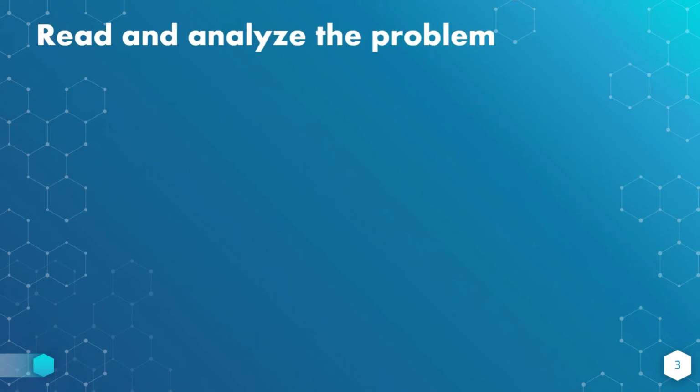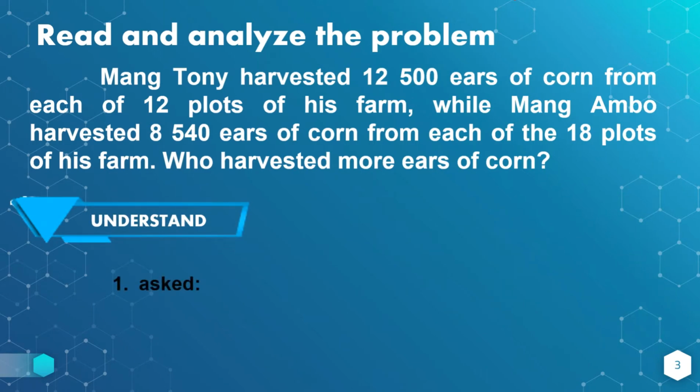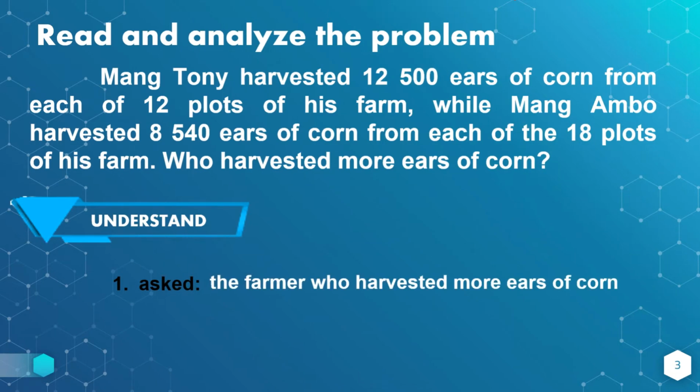Read and analyze the problem. Mang Tony harvested 12,500 ears of corn from each of the 12 plots of his farm, while Mang Ambo harvested 8,540 ears of corn from each of the 18 plots of his farm. Who harvested more ears of corn? So the first step is to understand. So under this, we have the questions, what is asked in the problem, and that is the farmer who harvested more ears of corn. The next question is what are the given facts?